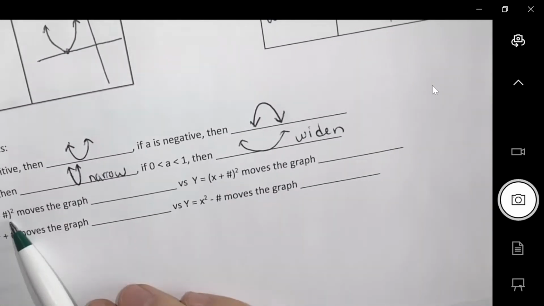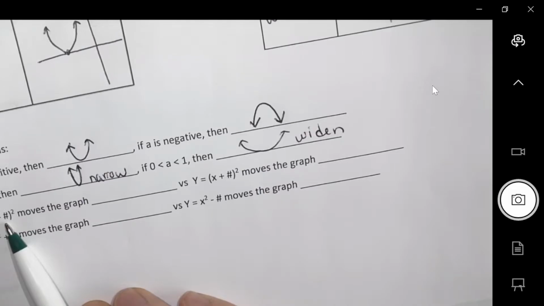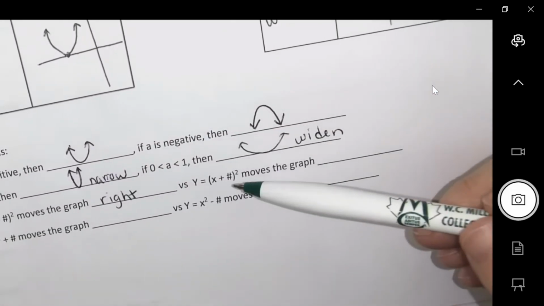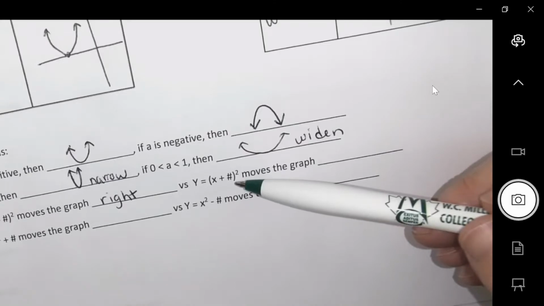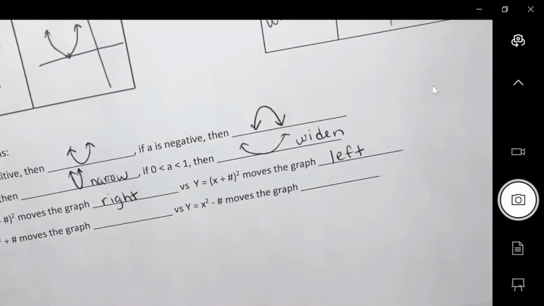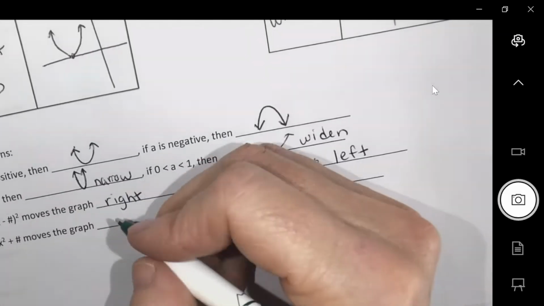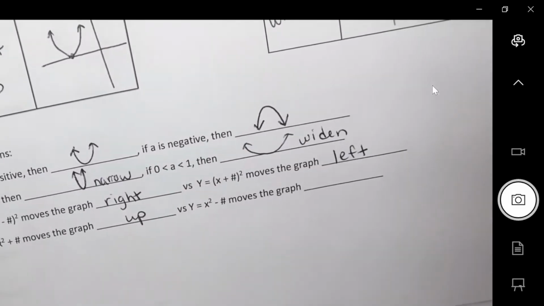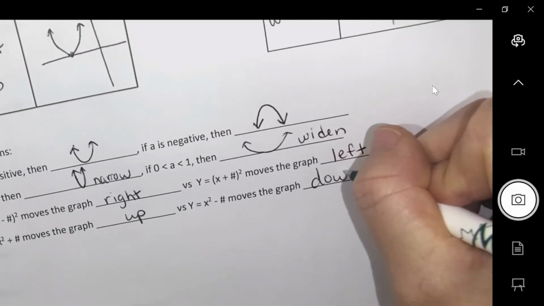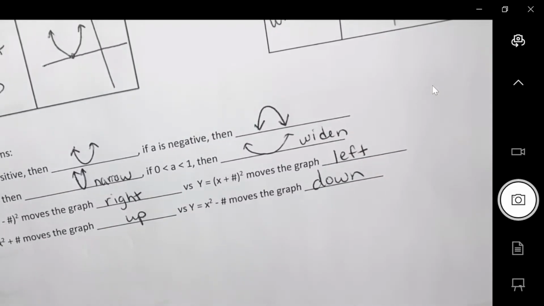Okay, if we had inside the brackets a subtraction, it would move right. If we had a number with the x and a plus, then it will move left. Okay, if we have a number at the end that adds, then we will move up, and the number at the end that subtracts, then we will move down. Okay, so that's how parabolas can move.